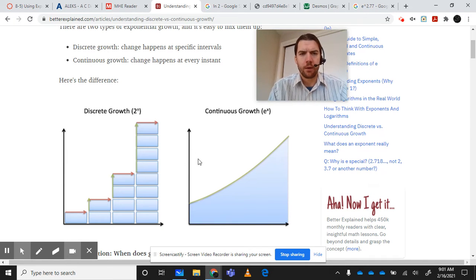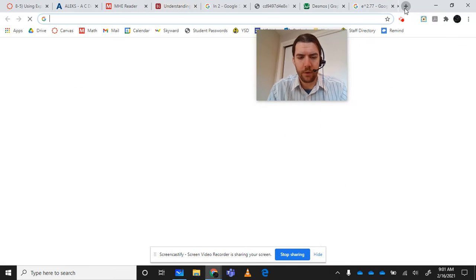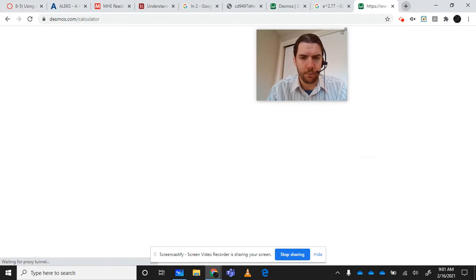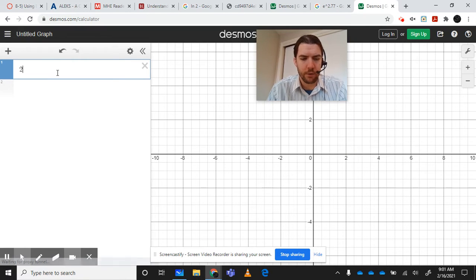What they're saying here, which I find a little bit misleading actually, is that you need to have it be e to the x in order to get this continuous shape. Well, if I go to Desmos and I just put in 2 to the x, they don't give me a discrete function, right?